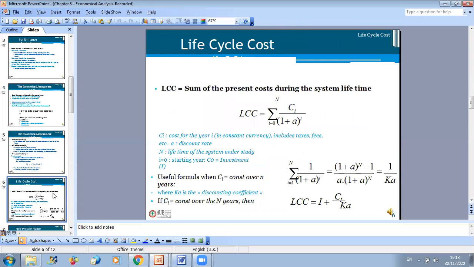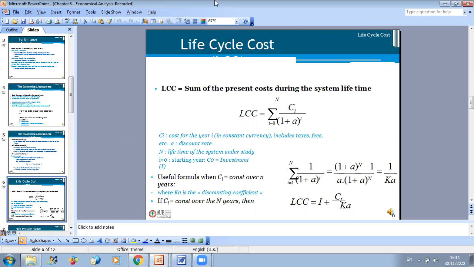Now, when we do the life cycle cost, we should first assess the sum of the present costs during the system lifetime. To assess this term, it is equal to the summation over years, from year 0 to year n, of the cost. But why do we divide by 1 plus A to the power n? Because if something will cost, let's say, in this year, Ci, the equivalent value at year 0 is Ci over 1 plus A to the power i.